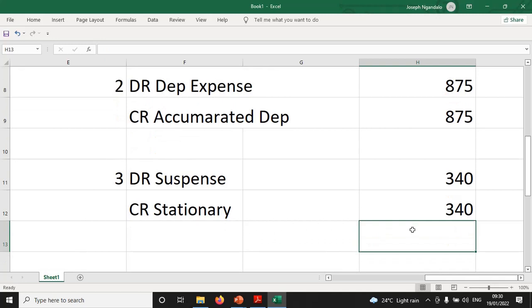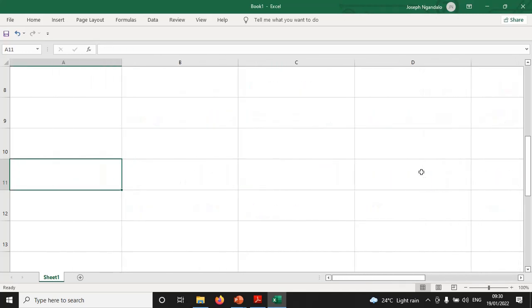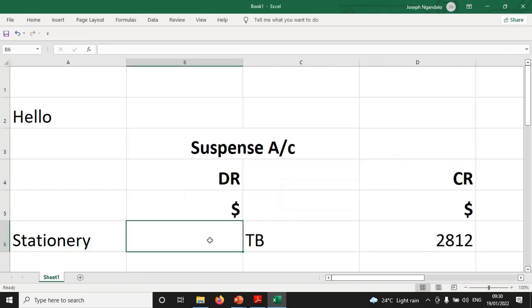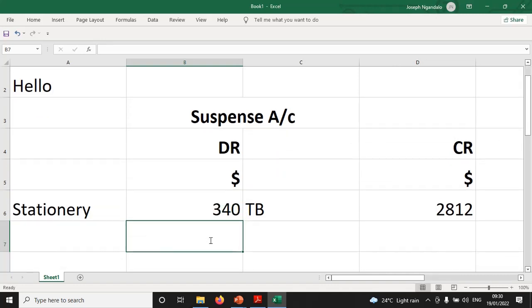So now it is at this juncture, right? It is at this point where we have to post the suspense. So where do we take that figure, 340, in the suspense on the debit side? Do you understand? And the narrative is what? Stationery. Say stationery here. It's supposed to be like this, stationery. There's an E, right? Yes. I think I've written a wrong one there.